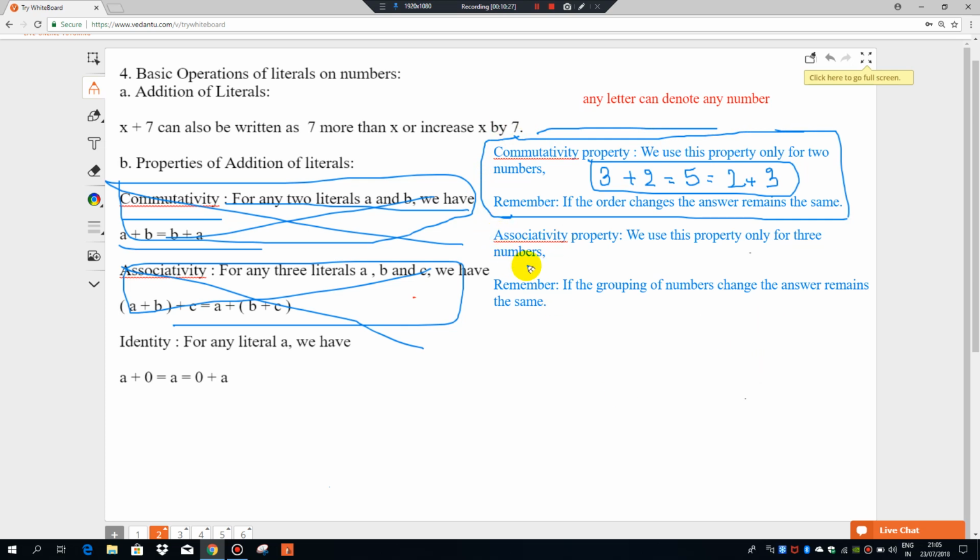Now for the associative property, we use this property only for 3 numbers. Here the commutative property is for 2 numbers, and the associative property is for 3 numbers. Now think of an example: 3 plus 2 plus 1. If the grouping of numbers changes, the answer remains the same. Like this example we will solve them.